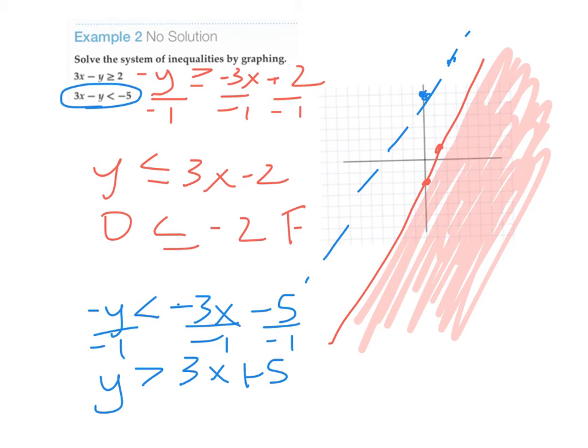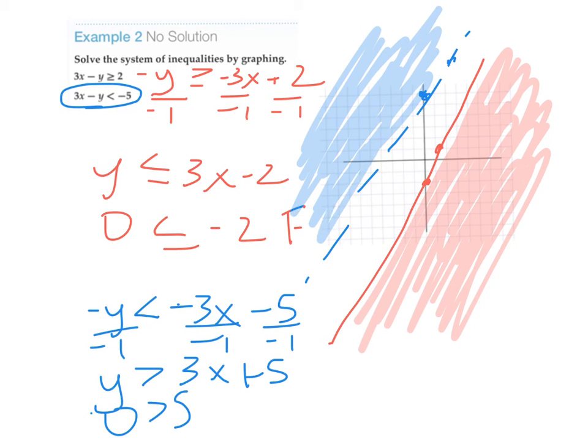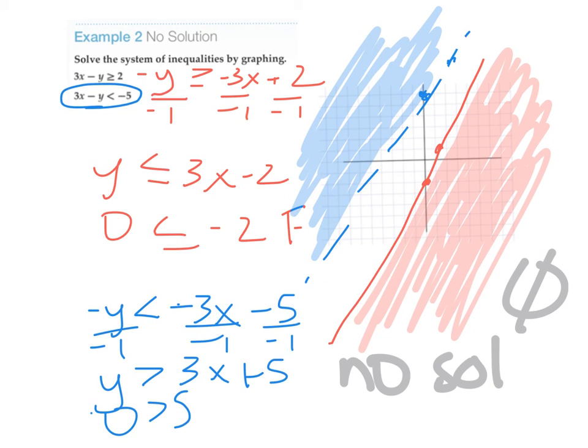And so I check to see if it's true. When I put 0 in and I get 0 bigger than 5, it's not true. So I'm going to shade away from the 0. So I shade this way. Now notice the shadings this time do not cross or intersect. So this would be no solution, because the shadings never intersect.